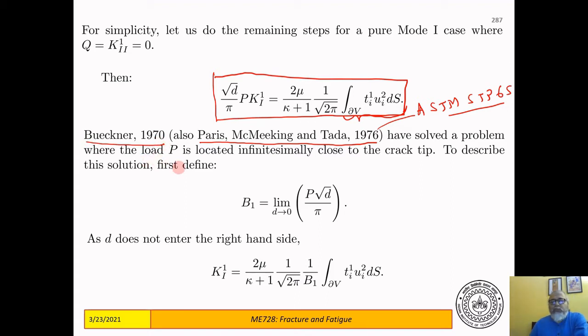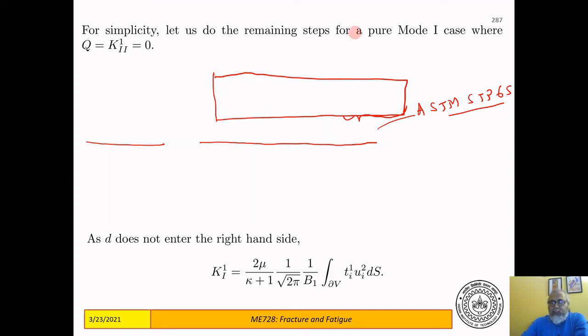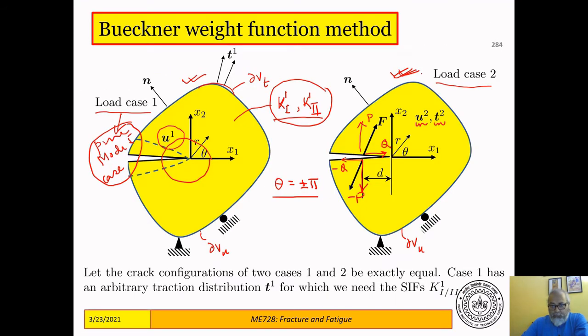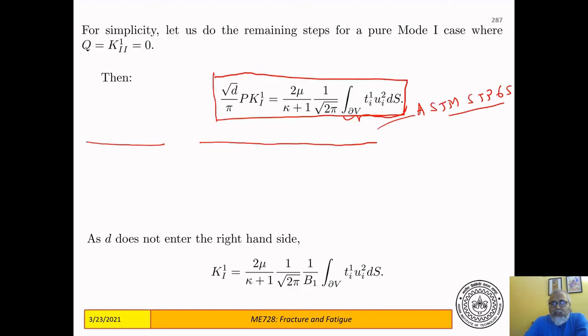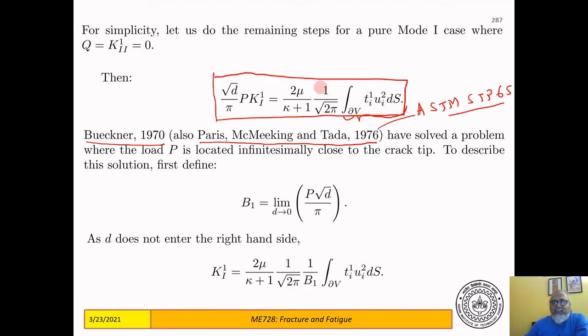Buchner gave the solution for K1 when the load is infinitesimally close to the crack tip, which means instead of being located at D, the load is located almost exactly at the tip of the crack. For D tends to 0, Buchner gave the full solution to the problem of load case 2. So we know the solution of load case 2 through Buchner's method for the case where d tends to 0.